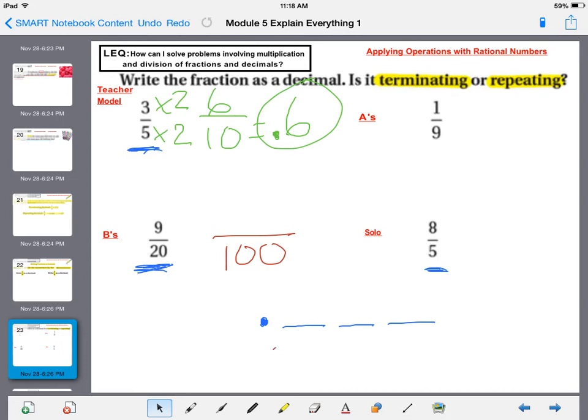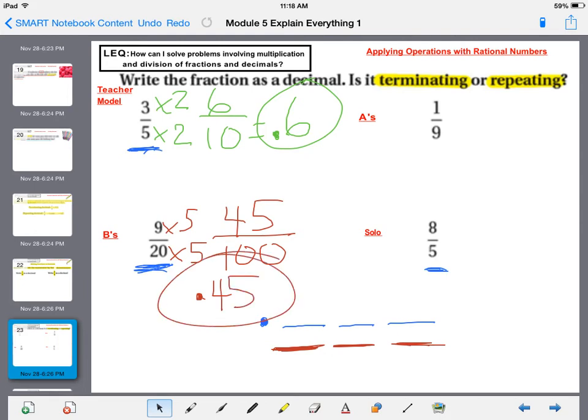And again, we can do that because the decimal places say if it's tenths, hundredths, or thousandths, those are decimals. So 20 times what number is 100? Well, that's 5. What I do to the denominator, I do to the numerator. 9 times 5 is 45. So 45 hundredths, the way we would represent that as a decimal is your decimal point, 45 hundredths.